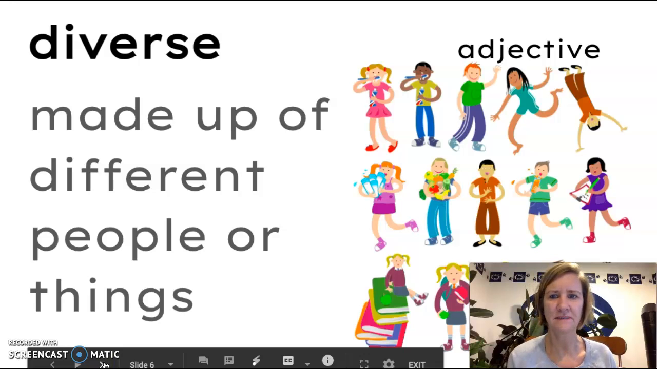Diverse. Something that is diverse means that it's made up of different people or things. When you use diverse, usually it goes in front of the noun because the word diverse is an adjective. It is a describing word. So it's describing a classroom, it's describing a group of people, it's describing the crayons that you have in front of you.